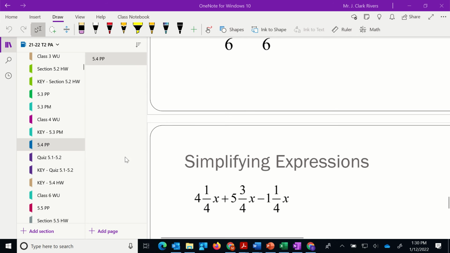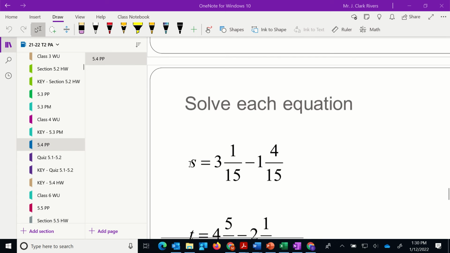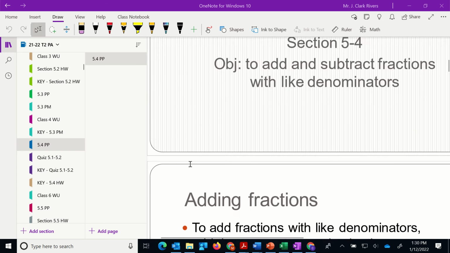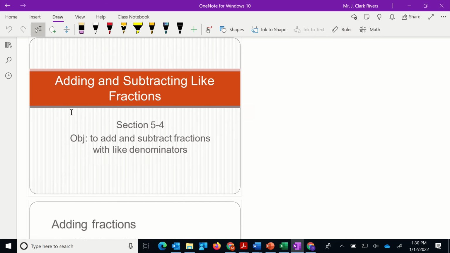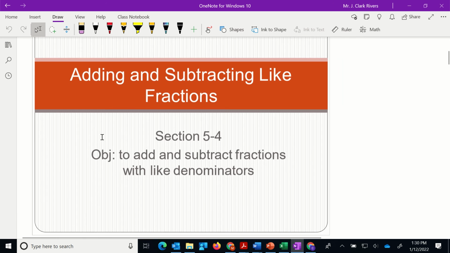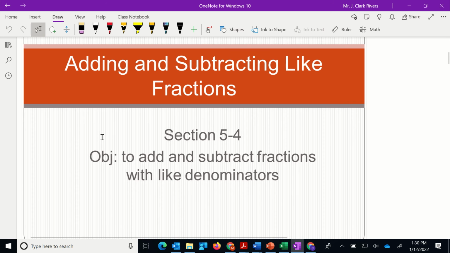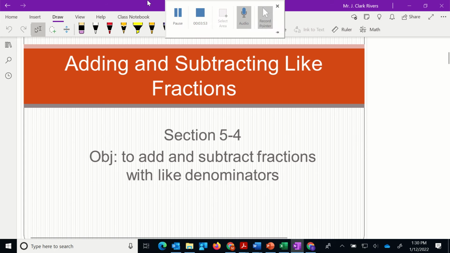Okay, so under class notes, you have 5.4 PowerPoint. We're going to work through this today. Today's lesson is covering adding and subtracting like fractions. You probably have done this before. I understand that. But now we're going to be doing it with variables. And eventually we're going to be solving equations that have fractions in them with variables. So that is where we're going. But you first have to understand how to add and subtract fractions with like denominators.